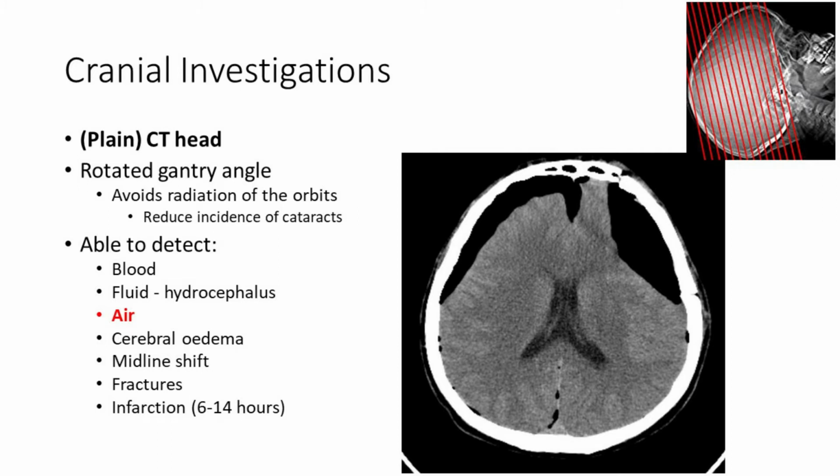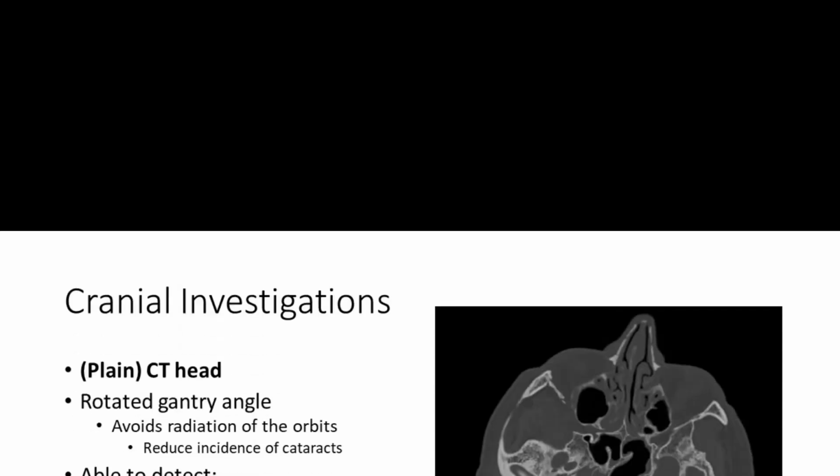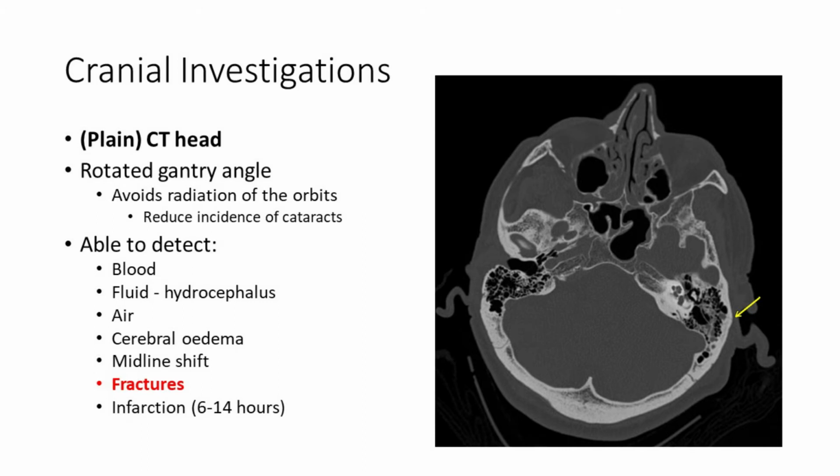The other thing that CT heads are good at looking at overall is edema of the brain, and in this case you can see some edematous reaction and some swelling of the right hemisphere, again with some midline shift. It can also pick up fractures, which can be quite difficult to pick up, and you'll get used to searching for those, particularly in the skull base. Determining a fracture from a suture can be quite difficult.